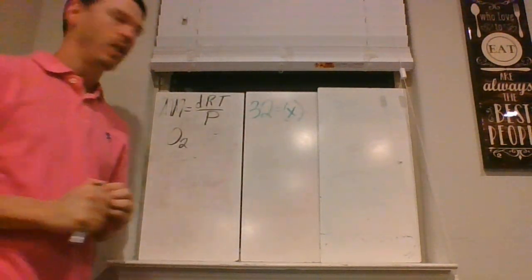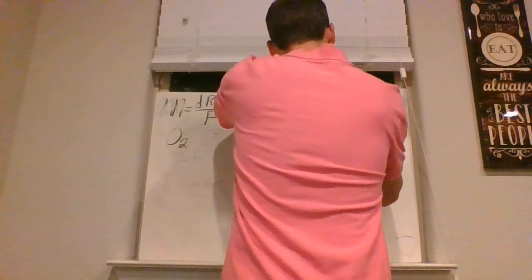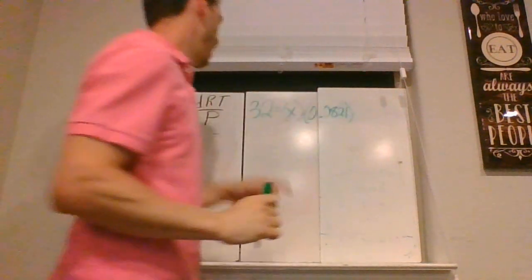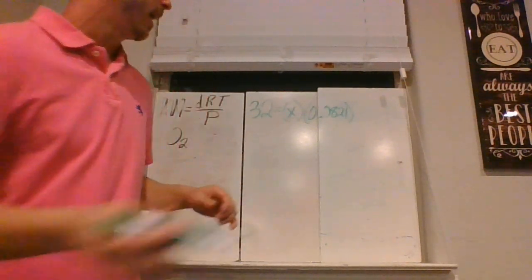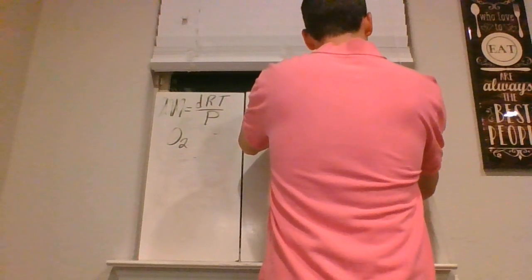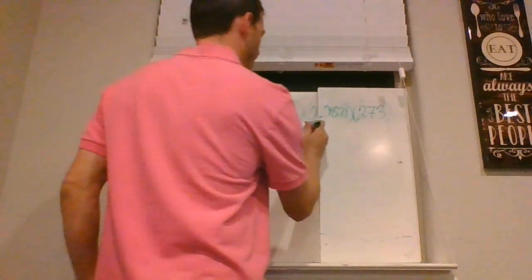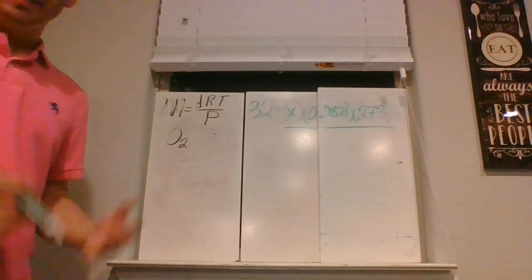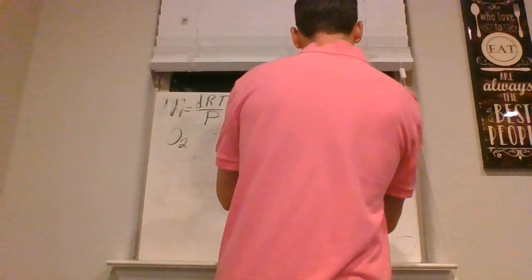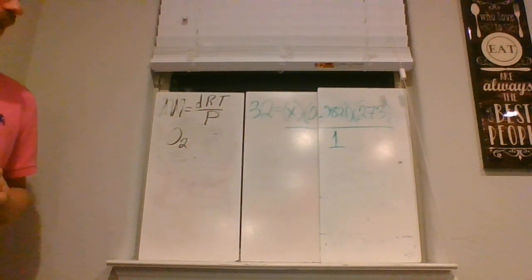My R value is 0.0821. My temperature in the problem is STP, so right away we know it's going to be sitting at 273 Kelvin. And I want to put all of that over the given pressure, which in this case is going to be my standard pressure. We want to keep it in atmospheres, so that is the number 1. Solve for X.